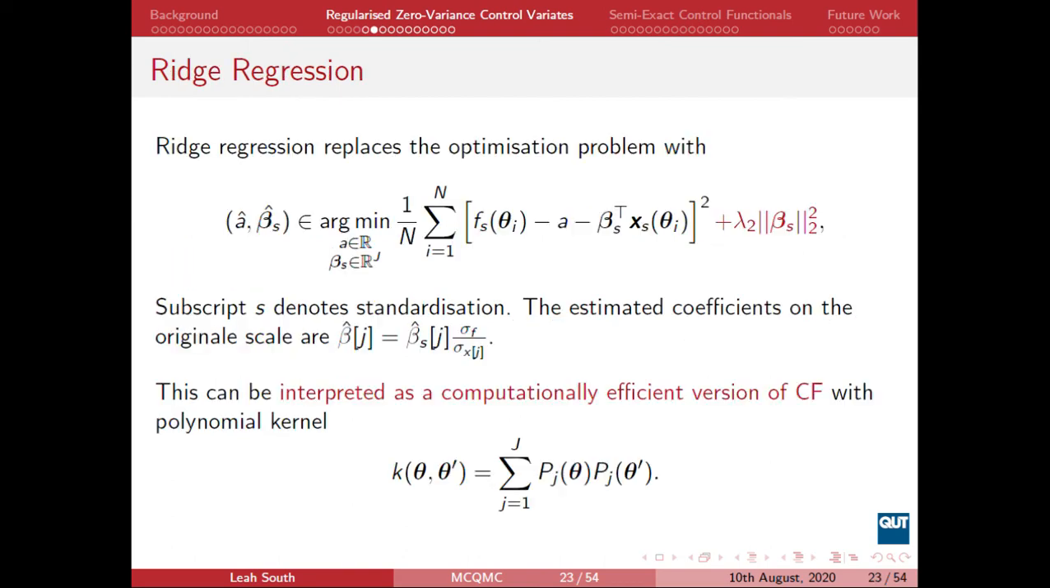So to give a little bit of detail about ridge regression, what you can see in black is just the same as what we had for standard ZVCV, except we've standardized our response and predictors. And then on the right-hand side in red, you can see that we've just added on the squared L2 norm of beta times lambda. So it turns out that you can actually interpret this approach to ZVCV as a computationally efficient version of control functionals with this specific kernel that's mentioned here. So we now have actually a linear cost in the number of samples rather than cubic.